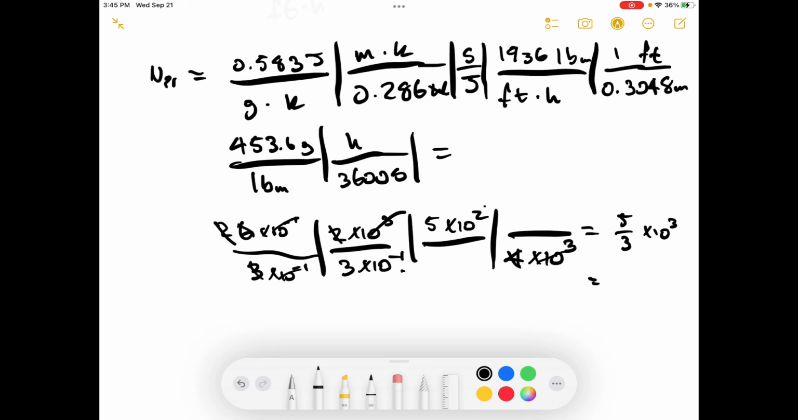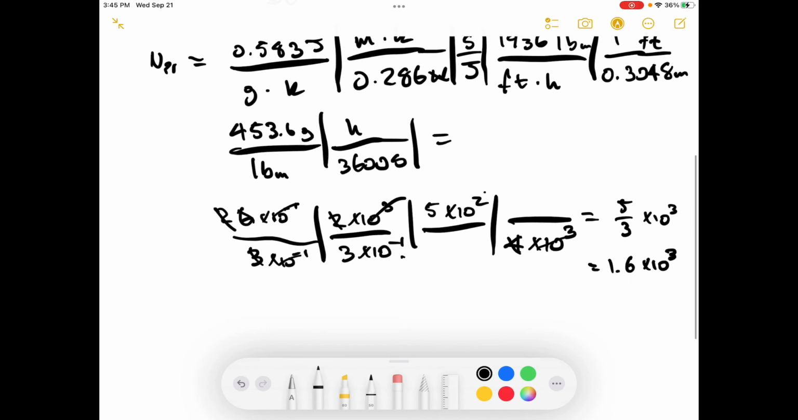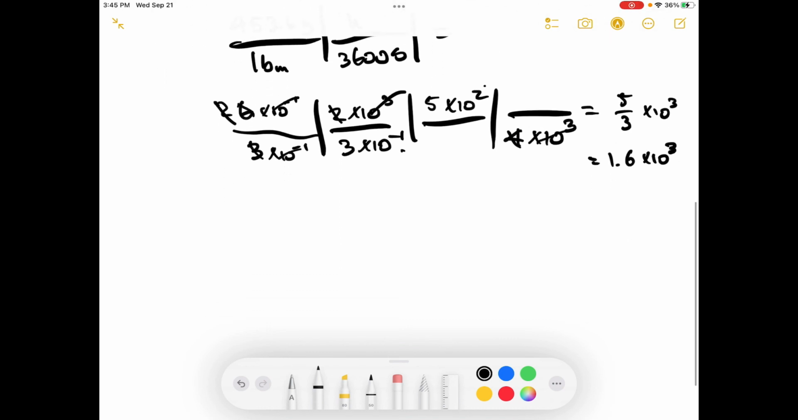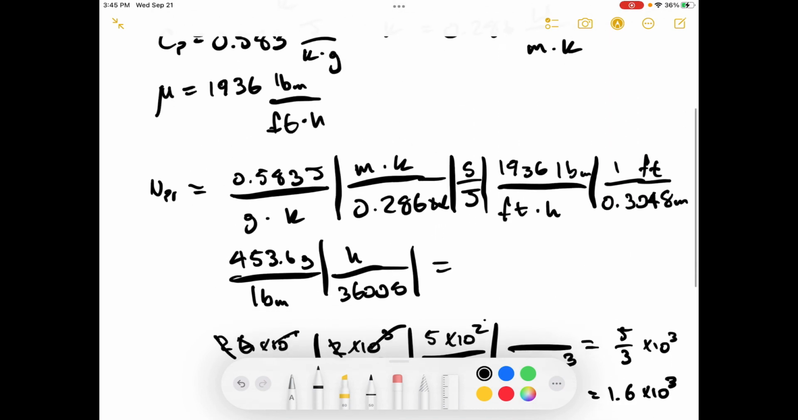And 5 over 3 about equals 1.6. So 1.6 times 10 to the 3. And there's no units because the Prandtl number is a unitless number, and all the units canceled out. Okay, now let's calculate it with a calculator. Let's come back up here and just use our calculator.